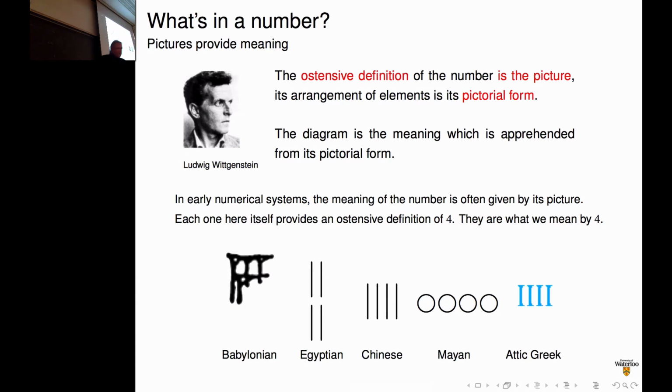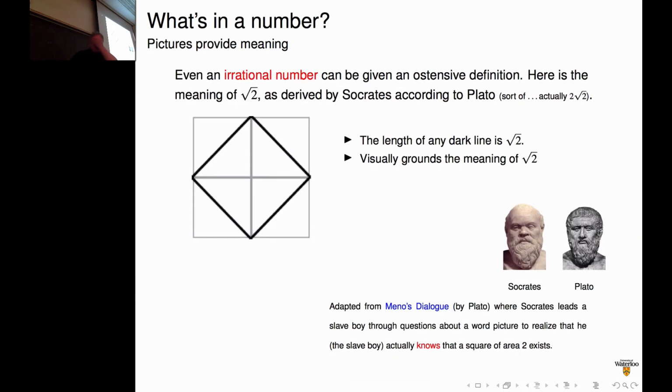You can actually encode more complex numbers. So here's a strange number. This is an irrational number, right? The square root of 2. And we can find this in the dialogue, Meno's dialogue, which Plato wrote, describing Socrates' conversation with this slave boy and, I guess, the guy's owner that he was visiting. And he walks him through a series of things to find out that he actually knows the length of that.